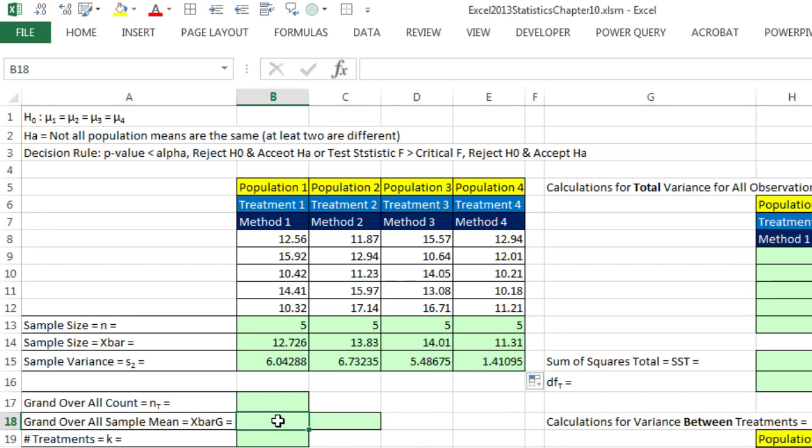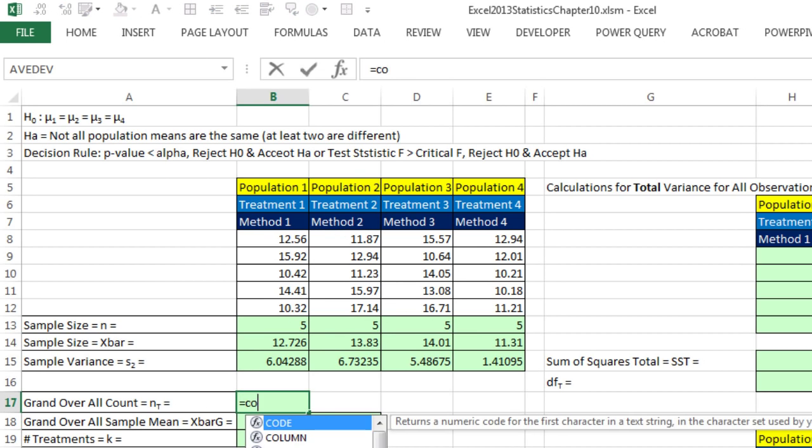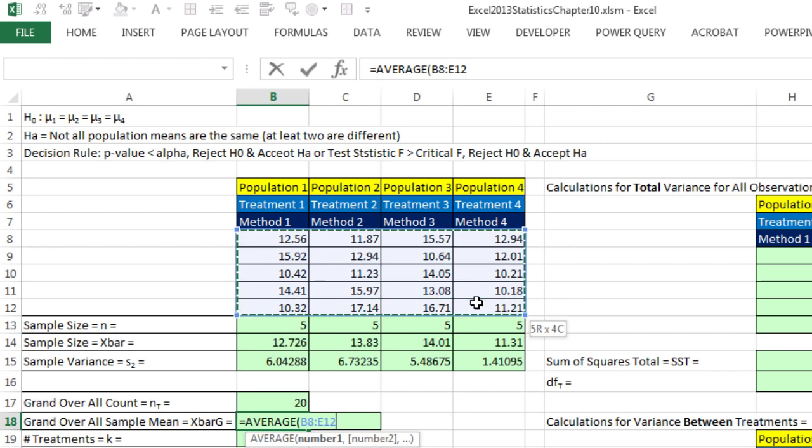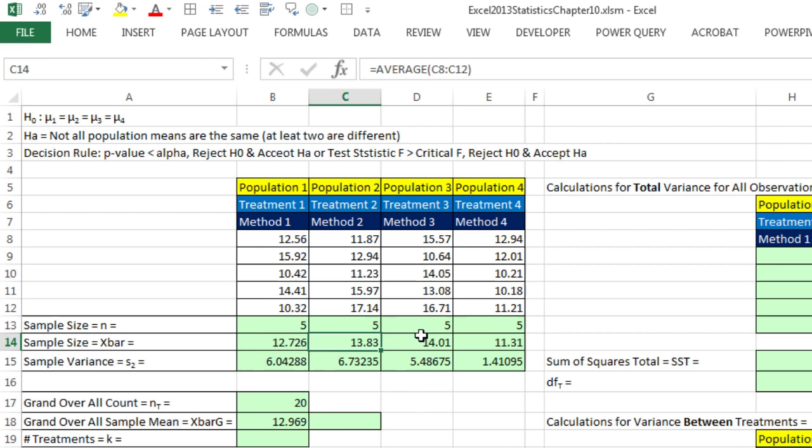And we want to calculate the grand overall mean. So simply use count. That counts numbers. And that'll give us 20. Now the grand overall mean equals, oh yeah, we just use average. There's a fancy formula in the textbook, but that's all we really have to do if we have all the individual numbers. Now, I'm going to hit Enter. 12.969. That's the overall mean for every single one of the methods. Notice that the mean for each different method is different than the grand overall mean.